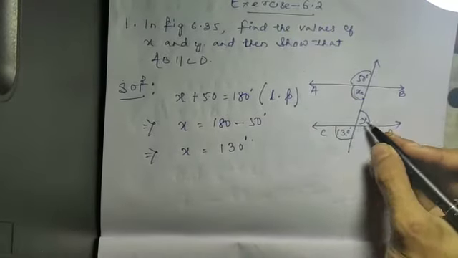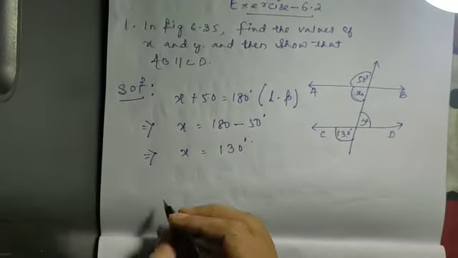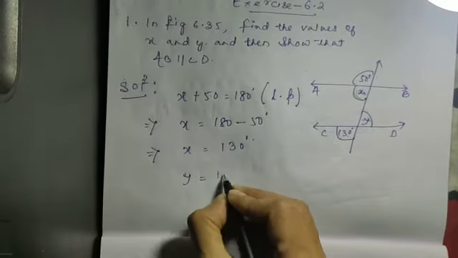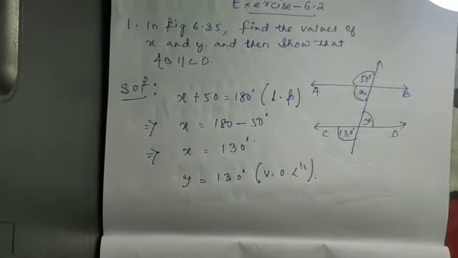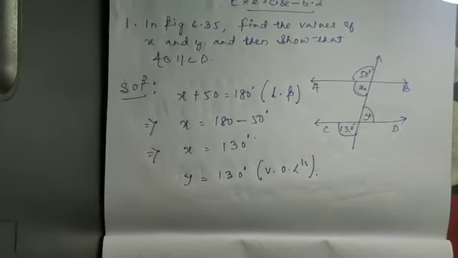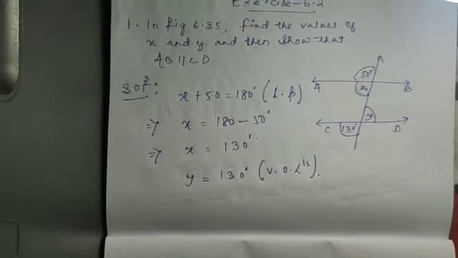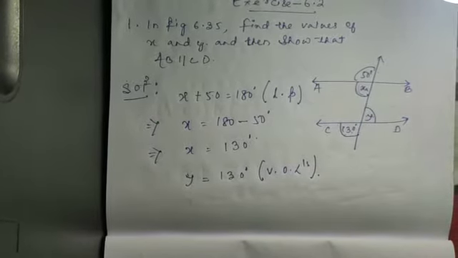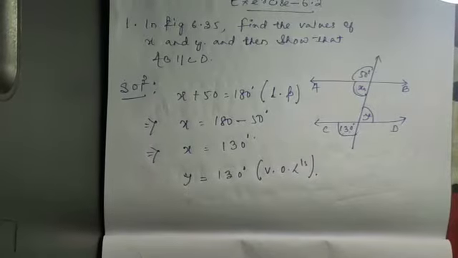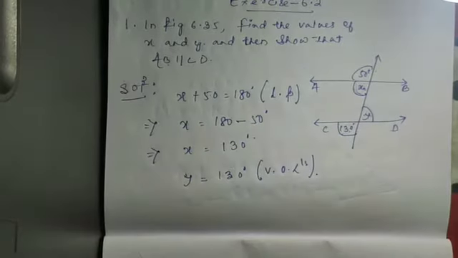Now see, this y and 130 are making vertically opposite angles. Both are vertically opposite angles. So we can write down y is equal to 130 degrees. Why? Vertically opposite angles. Done. So we got both the values of x and y. Now we have to prove that AB is parallel to CD. Now see what I told: if the lines are parallel, then alternate and corresponding angles are equal. And the inverse of that is, if the alternate and corresponding angles are equal, then we can say the lines are parallel. So here we are asked to prove that lines are parallel.